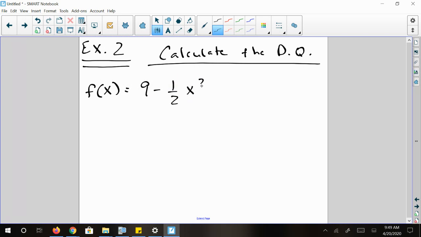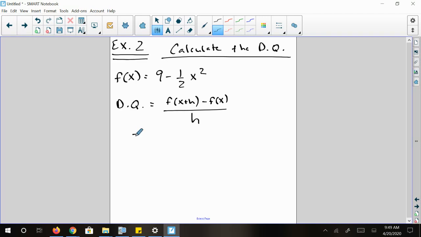But let's try it for this. f of x equals 9 minus 1/2 x squared. Okay. I always like to start by just straight up writing down the difference quotient first and then starting to plug in stuff from there. So here's our difference quotient. If I do f of x plus h, that means go to my function, which is this. 9 minus 1/2 times something squared. And in place of that something, I'm going to plug in x plus h.